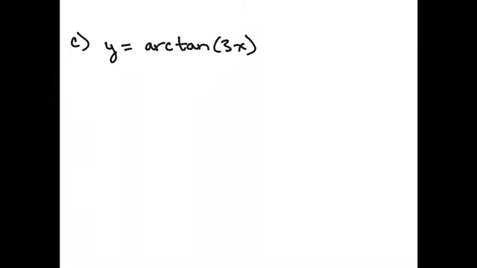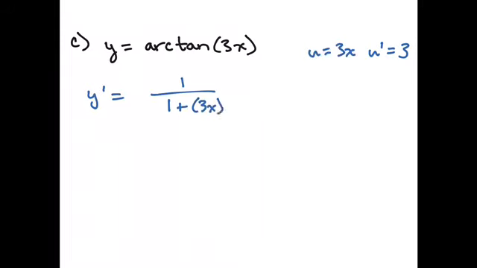Okay, we have y equals arctan of 3x. So for this one, my u is 3x. My u prime is 3. The derivative is 1 over 1 plus u squared, and our u is 3x, times u prime. And I get 3 over 1 plus 9x squared.